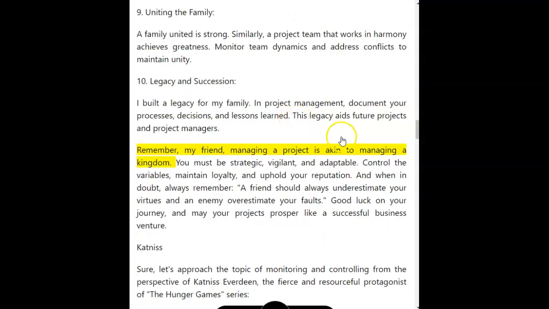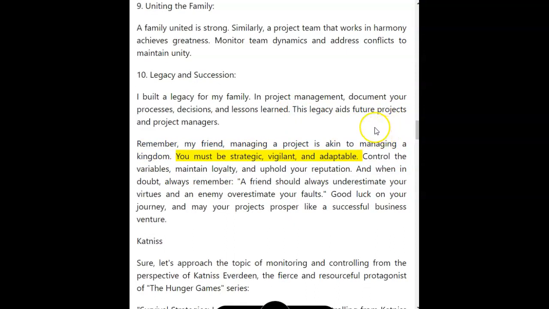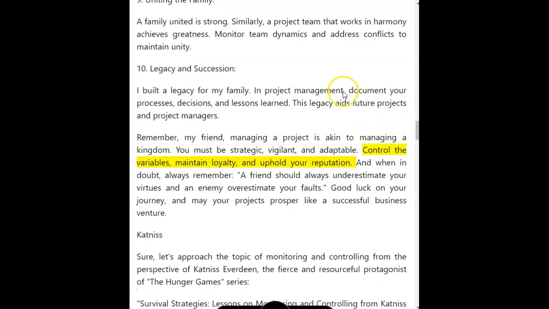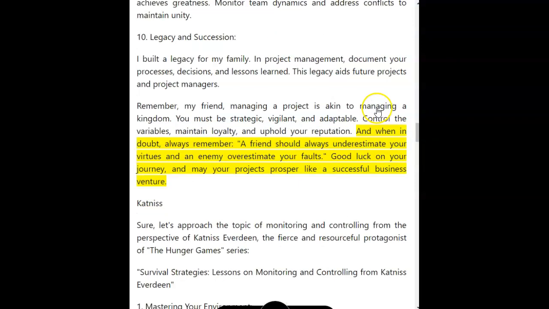Remember, my friend, managing a project is akin to managing a kingdom. You must be strategic, vigilant, and adaptable. Control the variables, maintain loyalty, and uphold your reputation. And when in doubt, always remember, a friend should always underestimate your virtues and an enemy overestimate your faults. Good luck on your journey, and may your projects prosper like a successful business venture.